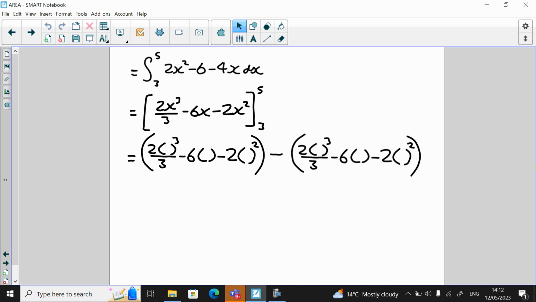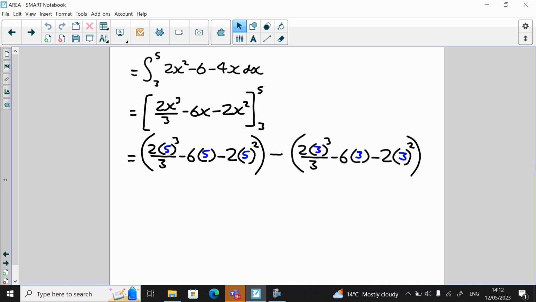Okay, the upper limit is 5. It'll go in the one on the left. And the lower limit of 3, it'll go in the one on the right. So you just take your time with your calculator. The one on the left, 2 times 5 cubed, that's 2 times 125, that's 250 over 3.